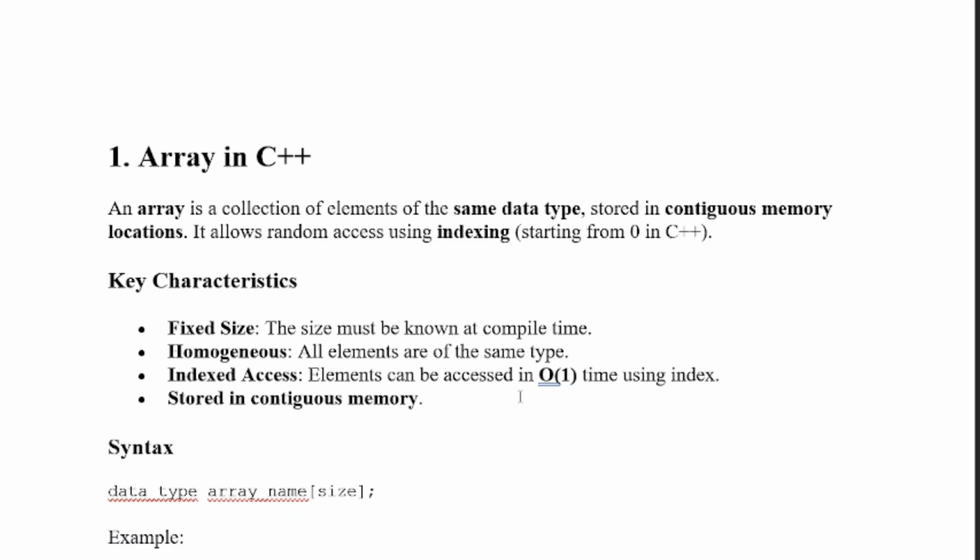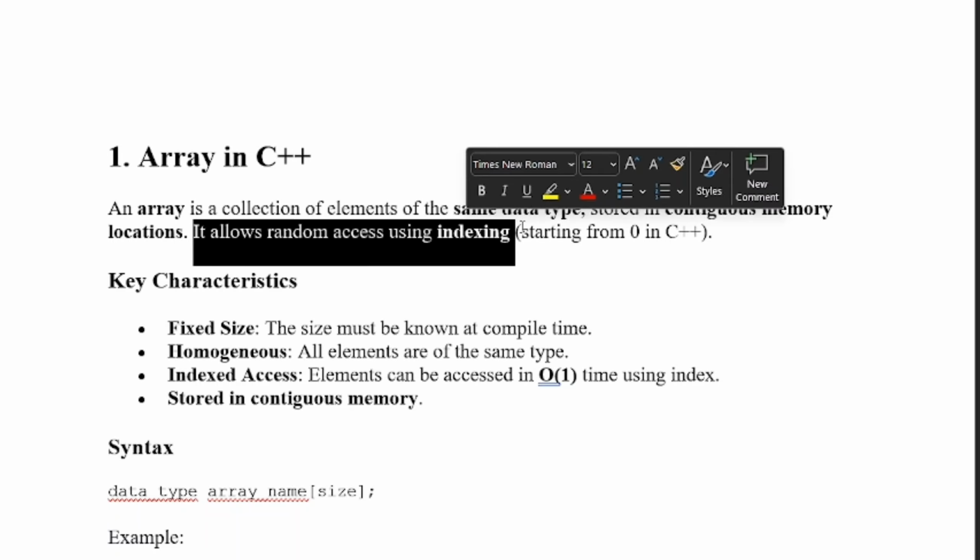So guys, welcome to lecture 4 part 1, and today our topic is array, and after it we also discuss vector. So first we discuss array. An array is a collection of elements of the same data type stored in continuous memory locations. It allows random access using indexing starting from 0 to its size minus 1.